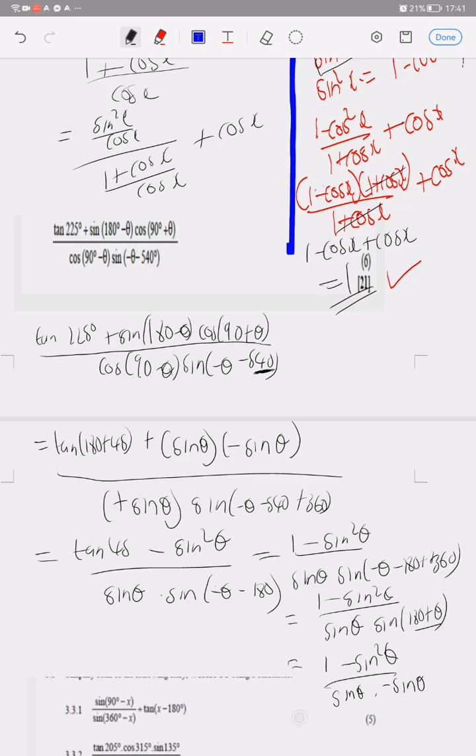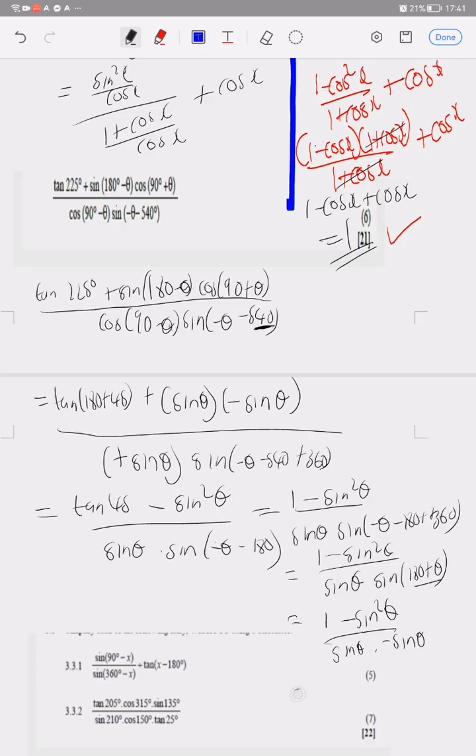So in simple terms, what are we having? Remember this represents cos squared theta. This one represents negative sine squared theta. When you simplify it, you get negative 1 over tan squared theta. Okay, so this one will be the solution.